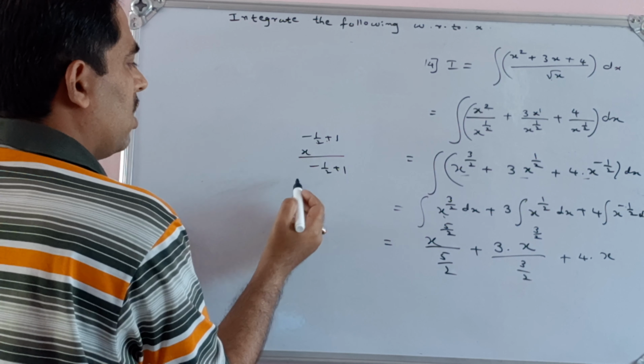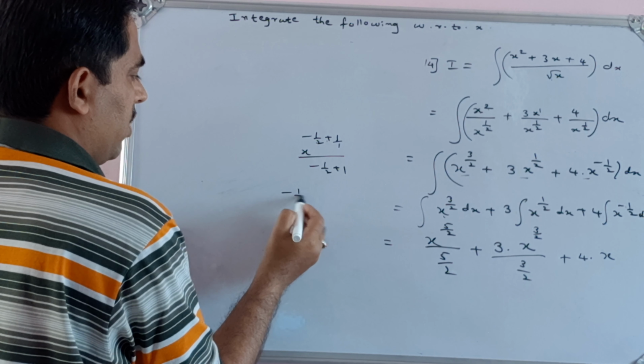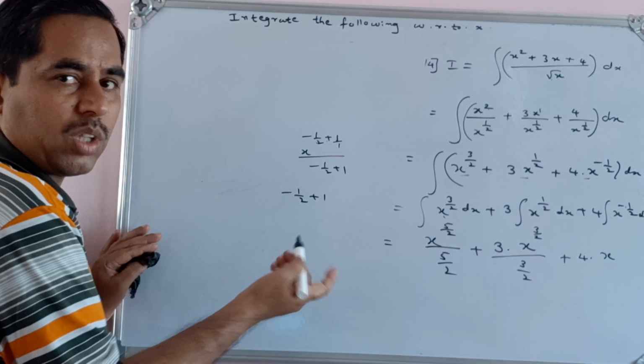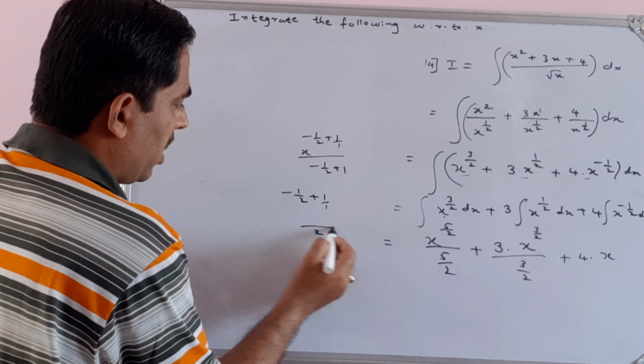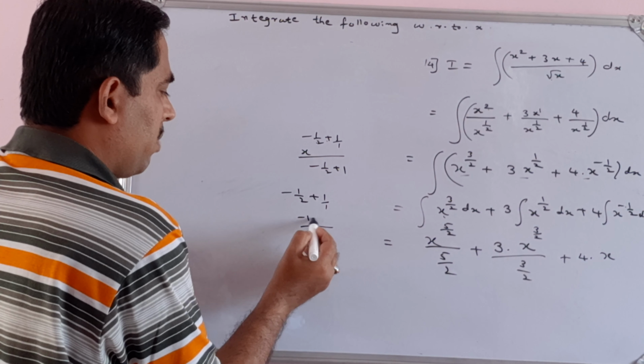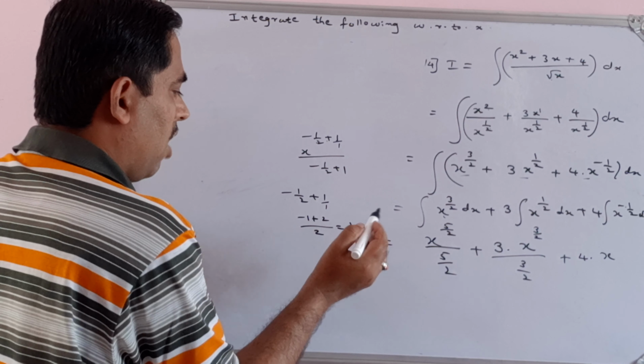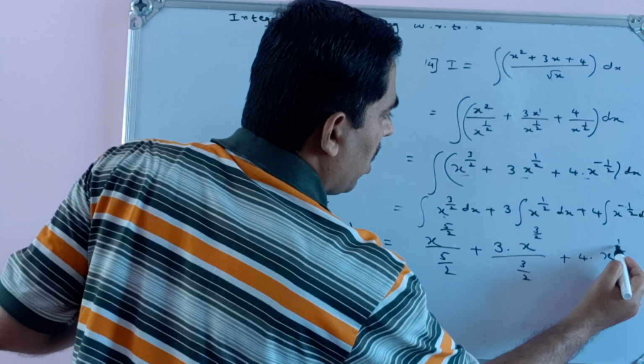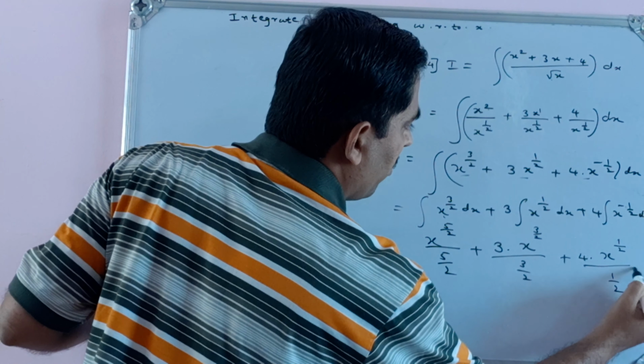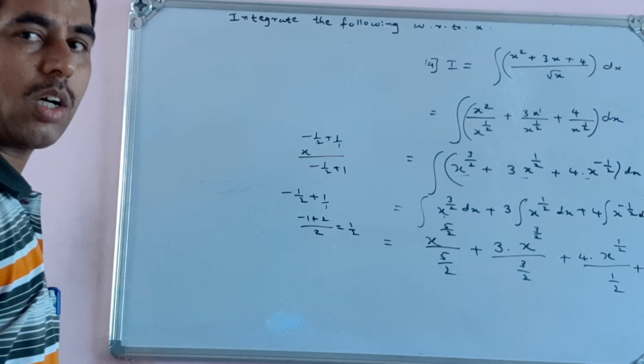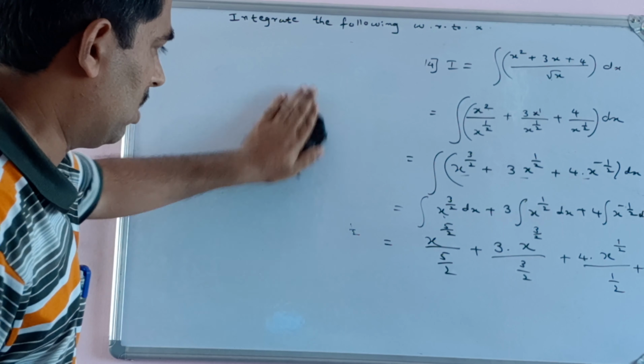See, minus half plus 1, I will show it here. Minus half plus 1 or 1 minus half, both are same. So you take the LCM here, 2, then it will be minus 1 plus 2, that is half. So I'll get x to the power of half divided by this half, plus, what we have to write? We have to write the constant of integration.